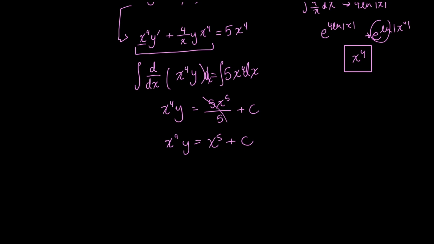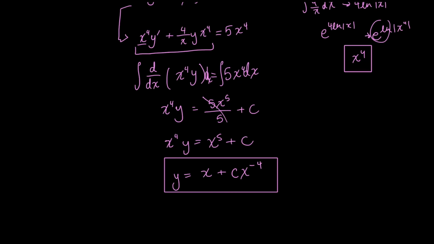I just have to take one more step to isolate y and find my general solution, so I could just divide by x to the power of 4. So y is isolated, so y is going to be equal to x to the power of 5 over 5 divided by x to the power of 4, which is just x over 5. And then c divided by x to the power of 4 can be written as just that. Or if you want to write it in a nicer way, it would be c times x to the power of negative 4, which is the same thing. When you do that, you find your general solution to your differential equation, and that's it.